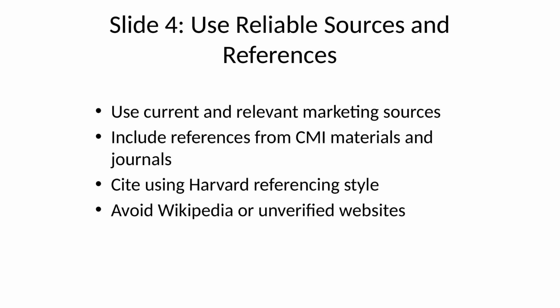Avoid relying on outdated textbooks or sources like Wikipedia. For example, if you're discussing digital marketing trends, refer to a recent report or article that backs up your claim. If you're quoting a definition, cite the original author. Good referencing isn't just about avoiding plagiarism. It also helps you build a stronger, well-supported argument.